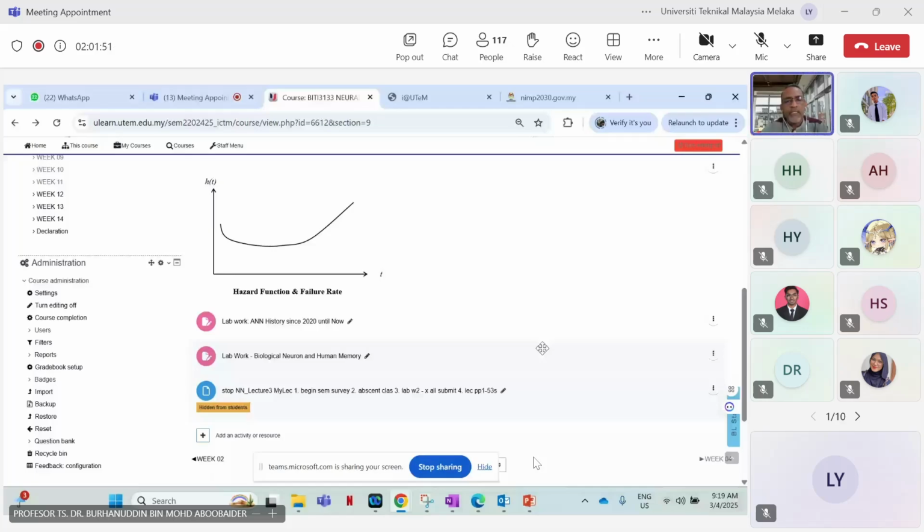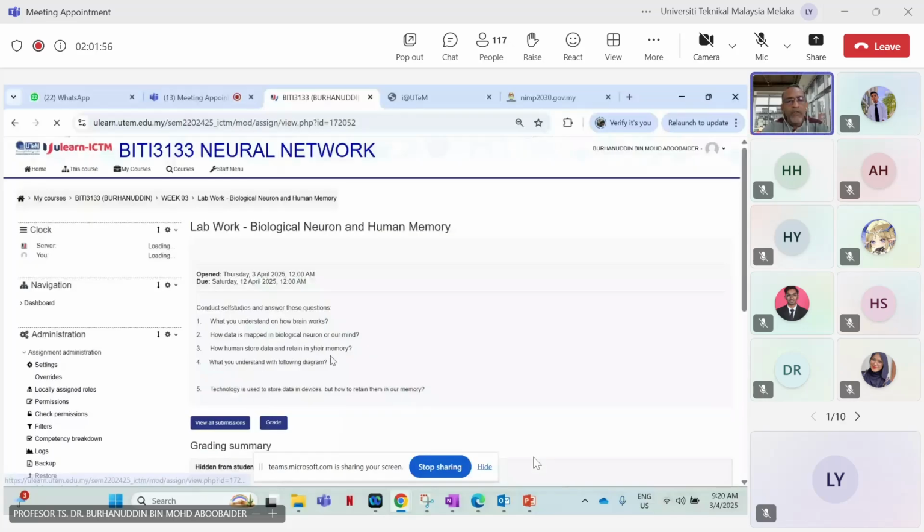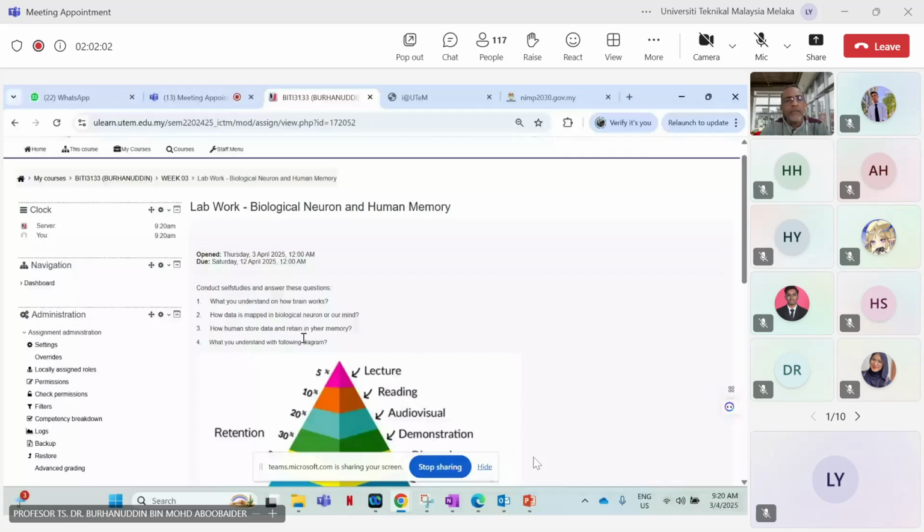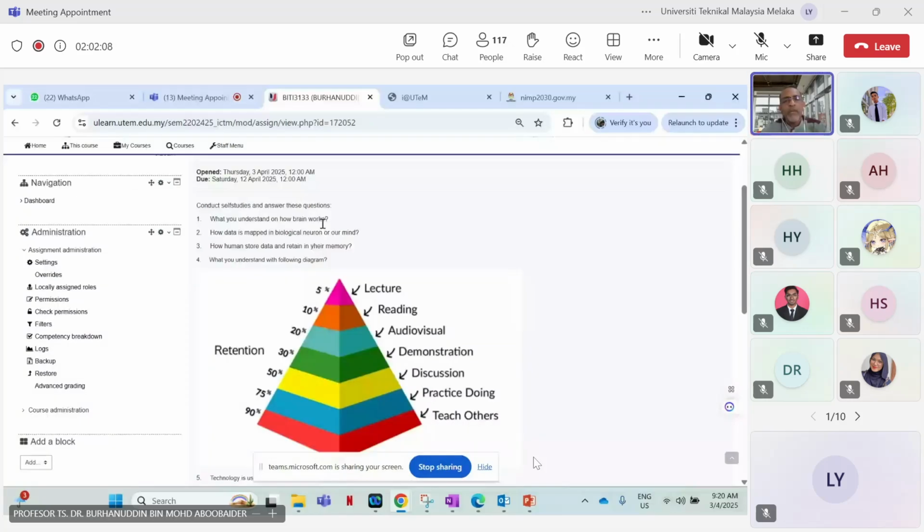Okay, so here is another lab work that I give you. You have to conduct self-study, individually, and answer these questions. What do you understand about how our brain works, and how data is mapped in biological neurons or our mind? A few things that I have covered in my lecture. And then how humans store data and retain it in their memory.